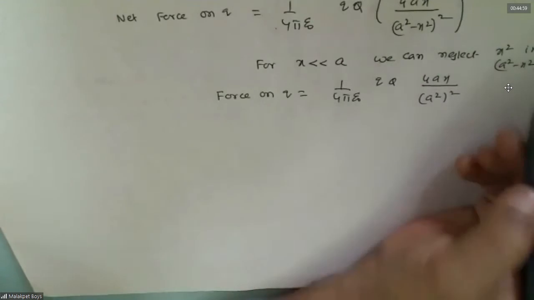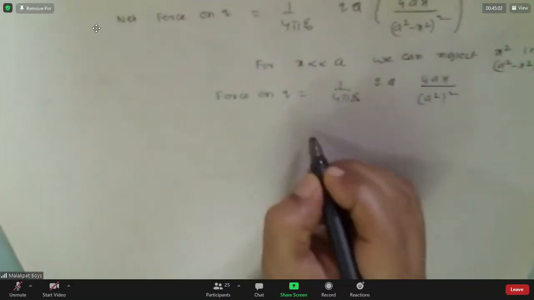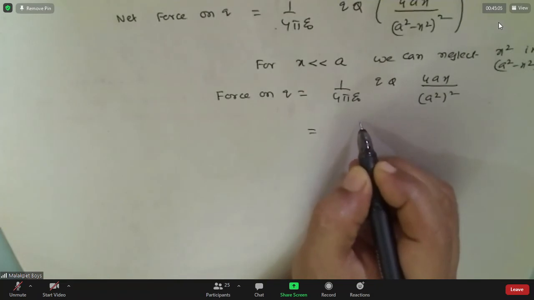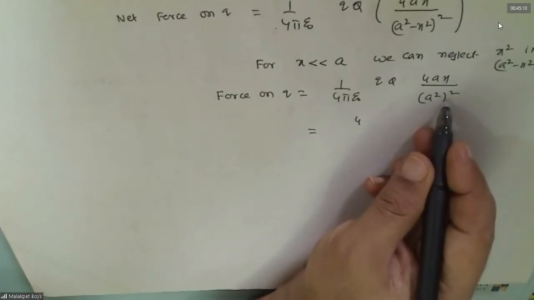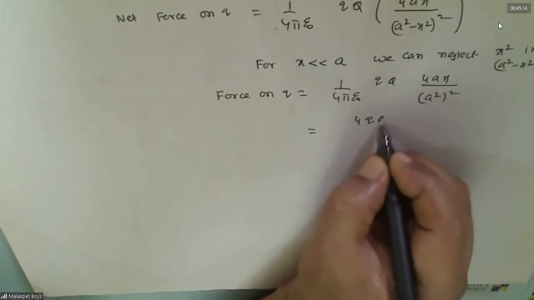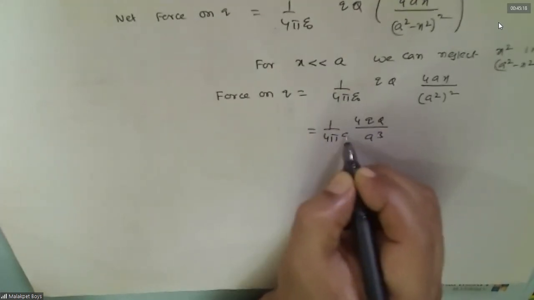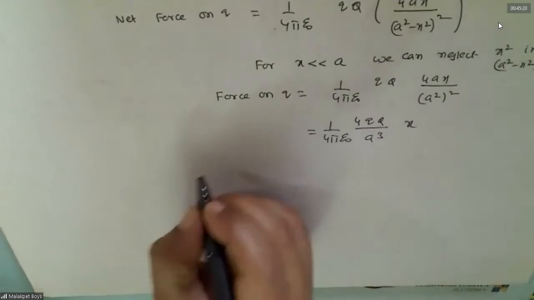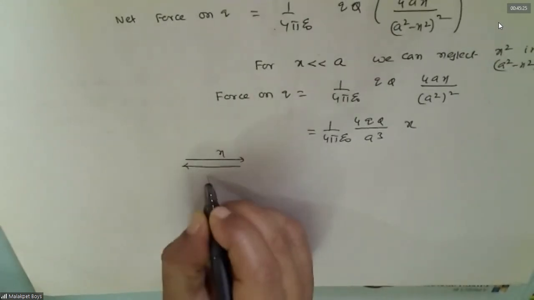Because suppose this is 1 crore, this is 5 rupees, you can neglect now. So in such a case, what is it that you have? 4, this is a cube, no? a cube, 4 q by a cube, 1 by 4 pi epsilon naught x. Now remember that this is x. Force is this side now.